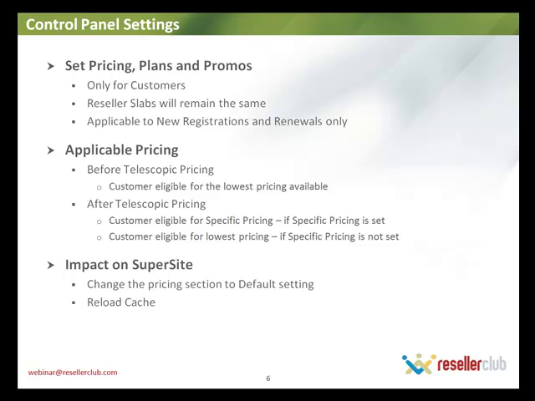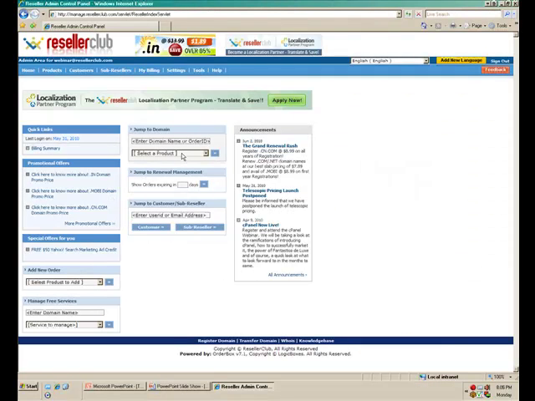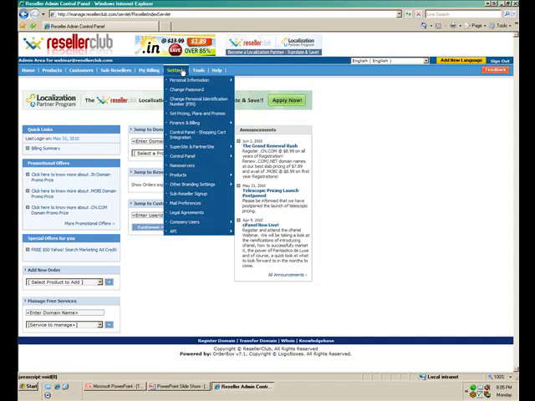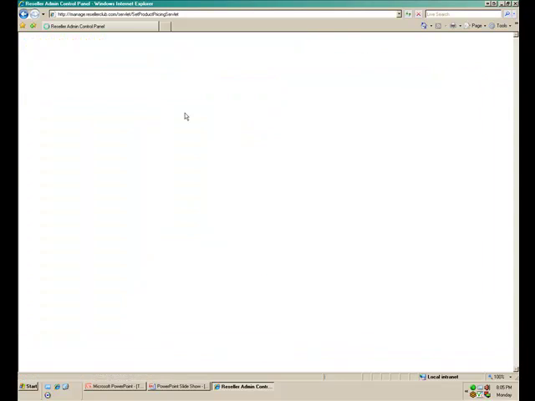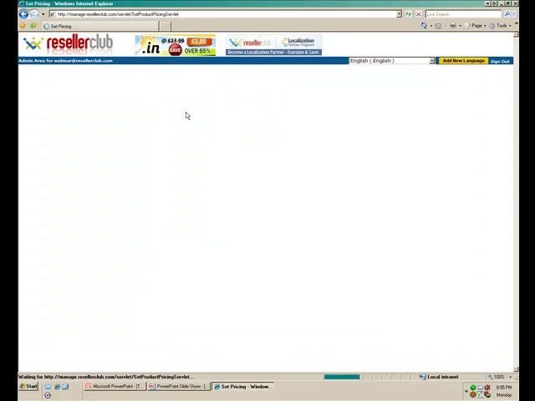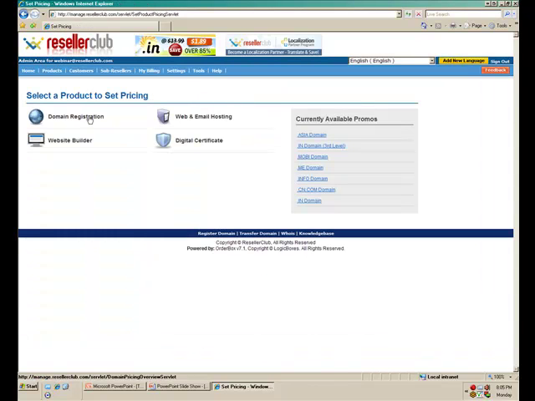Right, so this is what your control panel looks like. Of course, all of you are aware of it. So first, I would like to show you how exactly you can set the pricing for your customers. So once you log into your control panel, you go to Settings, Set Pricing Plans and Promos. For now, we just have the option to set telescopic pricing for domain registrations. So you go right ahead and click on Domain Registrations.